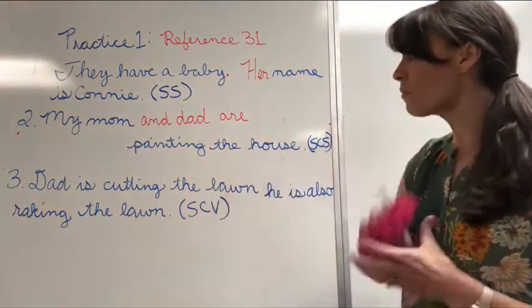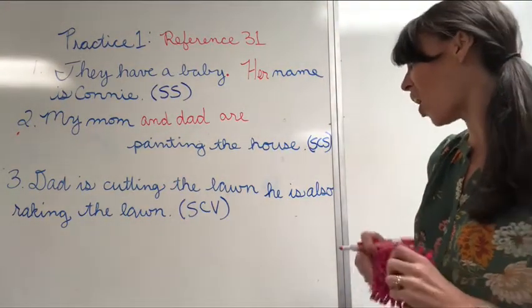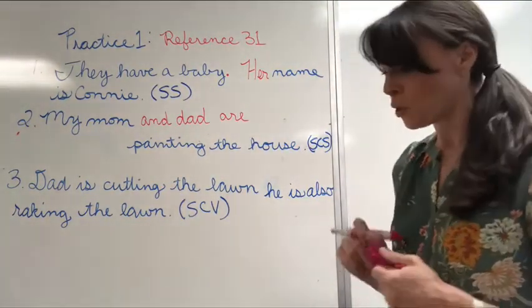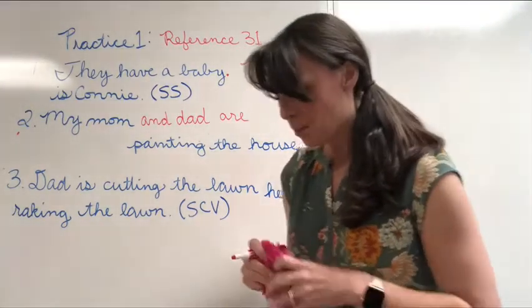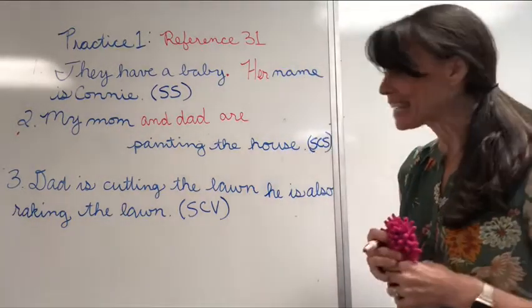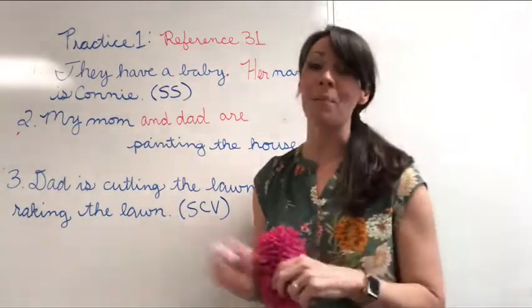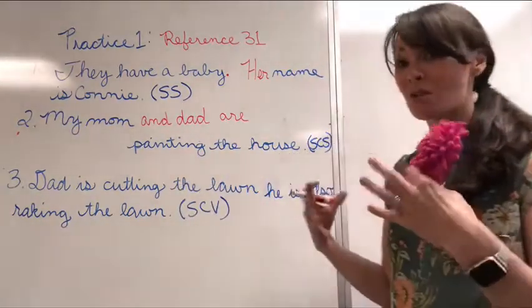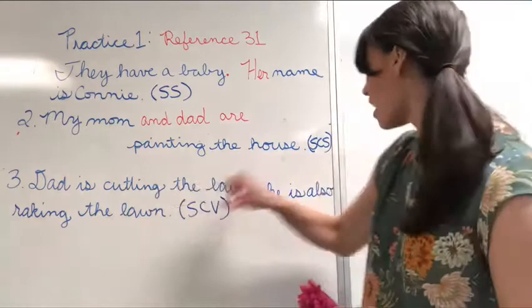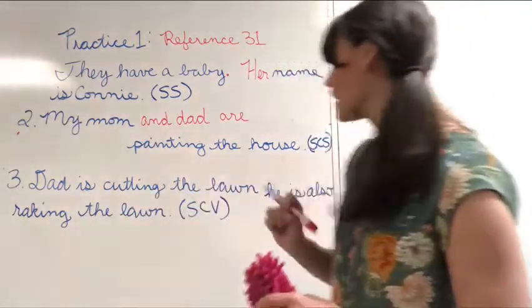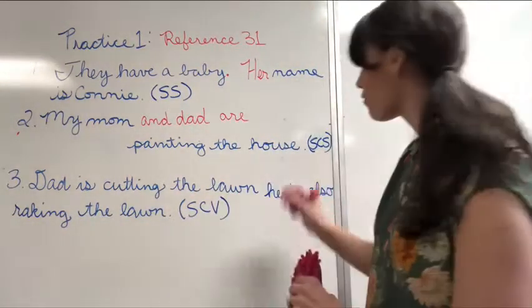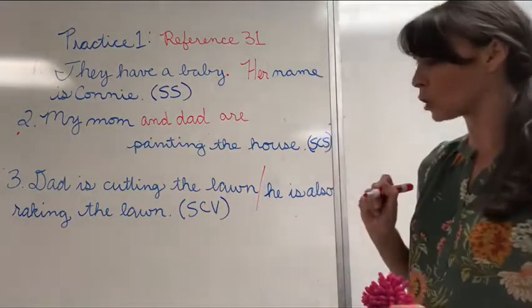All right, let's move on to Dad is cutting the lawn. He is also raking the lawn. Obviously, this is a run-on sentence that we need to correct, and we start, remember, by putting a slash between the two complete thoughts. So Dad is cutting the lawn. He is also raking the lawn. Those look like two different thoughts. I'm going to put my slash right here after lawn.